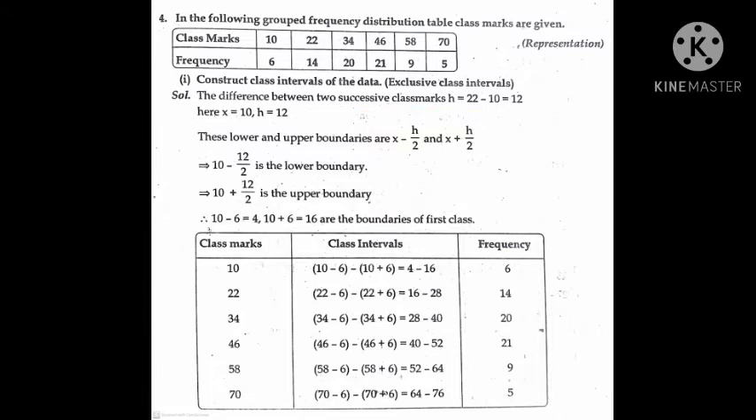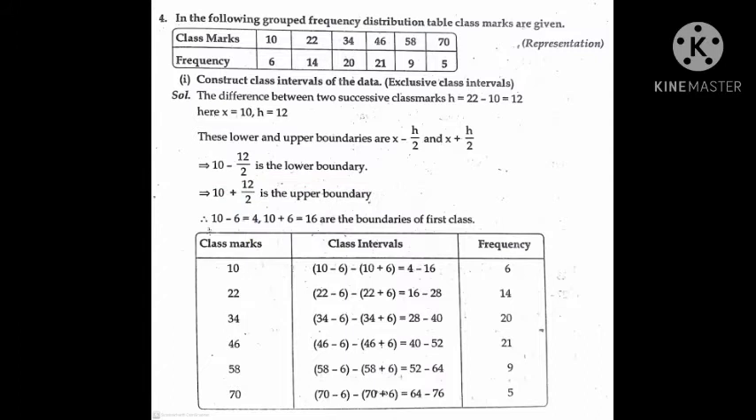Now we can find the first class interval. 10 minus 12 by 2 indicates the lower boundary. Next, 10 plus 12 by 2 indicates the upper boundary. Therefore, 10 minus 6, where 6 means 12 by 2, that is equal to 4. Next, 10 plus 6 is equal to 16. These are the boundaries of the first class.